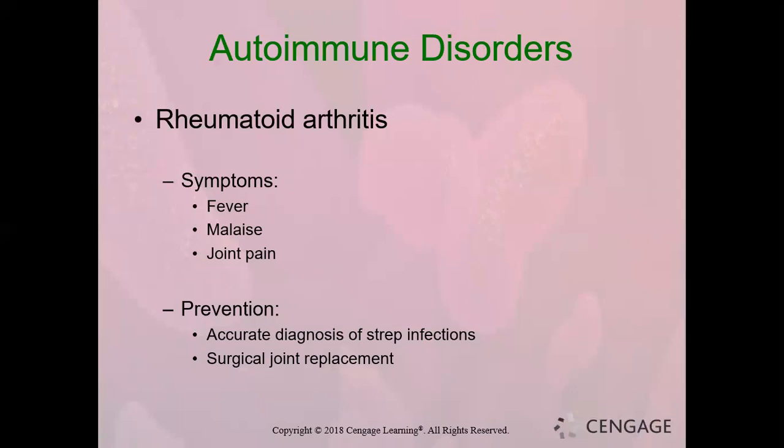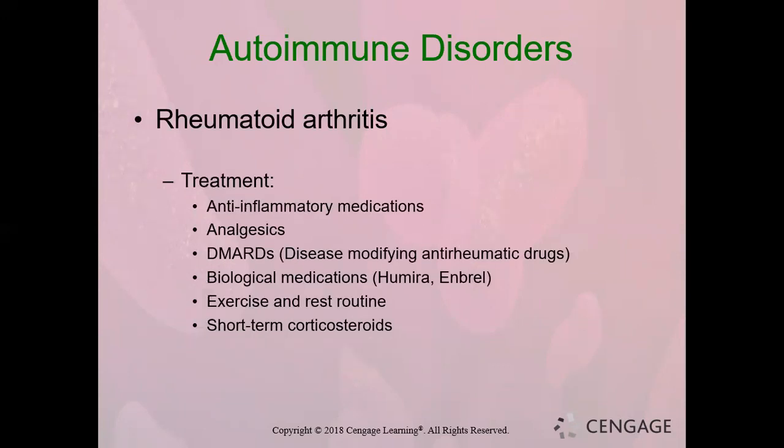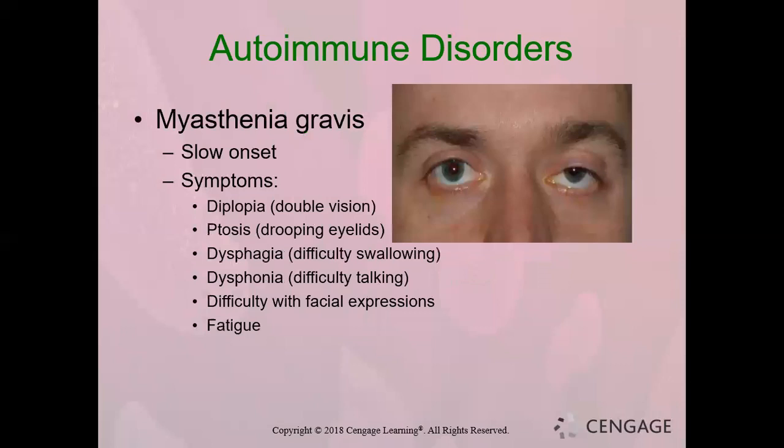I've never seen surgical joint replacement done, ever, but I'm assuming it's out there. They're going to have anti-inflammatory medications to take down the swelling, pain medications. DMARDs are disease-modifying anti-rheumatic drugs. These are a different class of medications that they use to treat rheumatoid arthritis. And then they have biological medications like Humira and Enbrel. Exercise, rest, short-term corticosteroids.